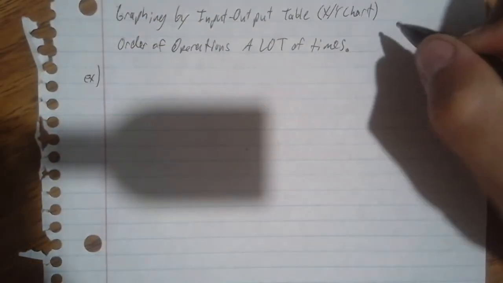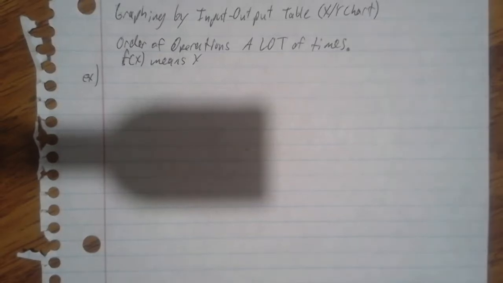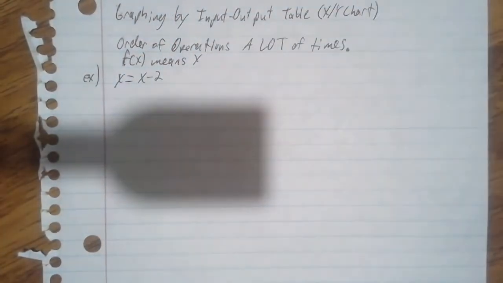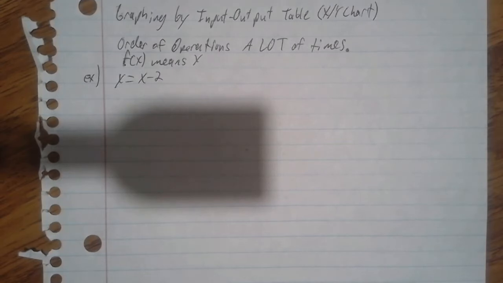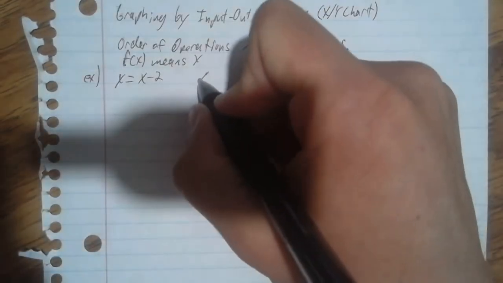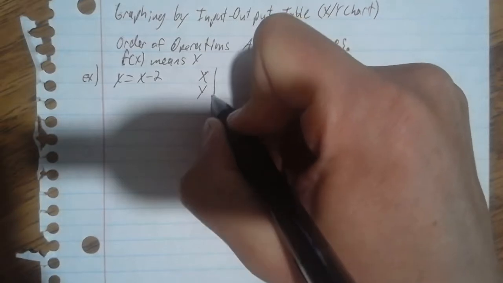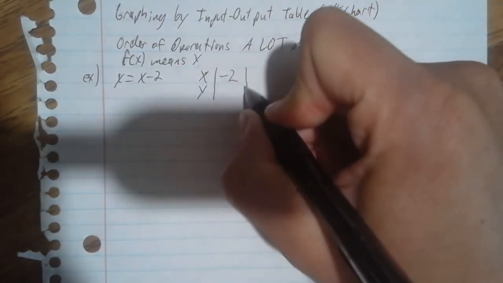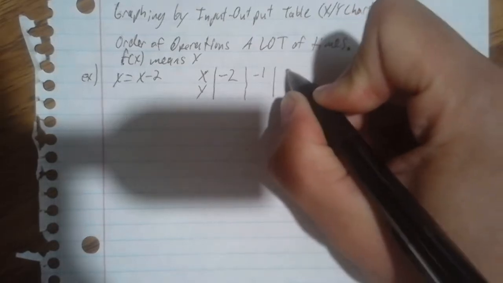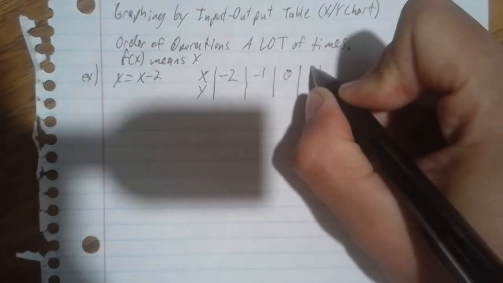One other thing to add is that f of x means y, essentially. So you're going to see me write f of x, or you'll see me write y. Like for this first one, I'd say y equals x minus 2. It could say f of x equals x minus 2. And then we are going to set up our XY chart. We're going to pick the x's as -2, -1, 0, 1, and 2.